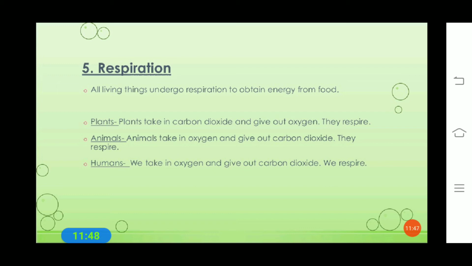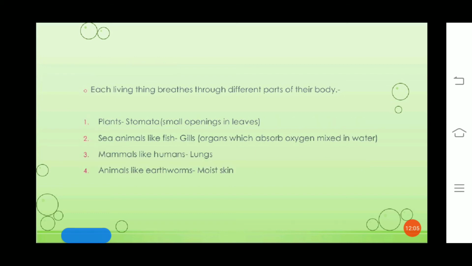So plants take in carbon dioxide and give out oxygen, and they respire, whereas animals take in oxygen and give out carbon dioxide, they respire. And we human beings take in oxygen and give out carbon dioxide, that is how we respire. Each living thing breathes through different parts of its body. As you know, we human beings breathe through our nostrils. So how can plants and other animals breathe?